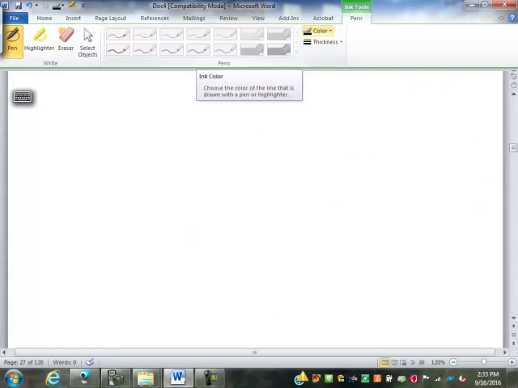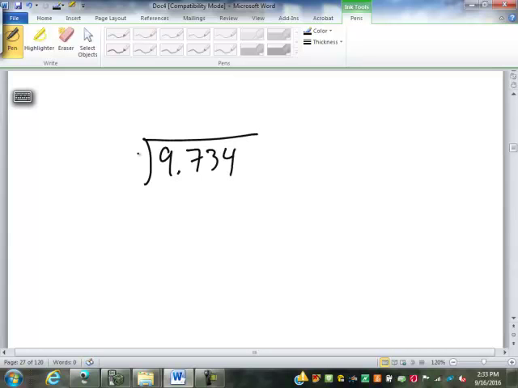Let's look at dividing quick. If I have 9.734 divided by 3.7. Now I'm going to ask you to give me this answer to the nearest thousandth.